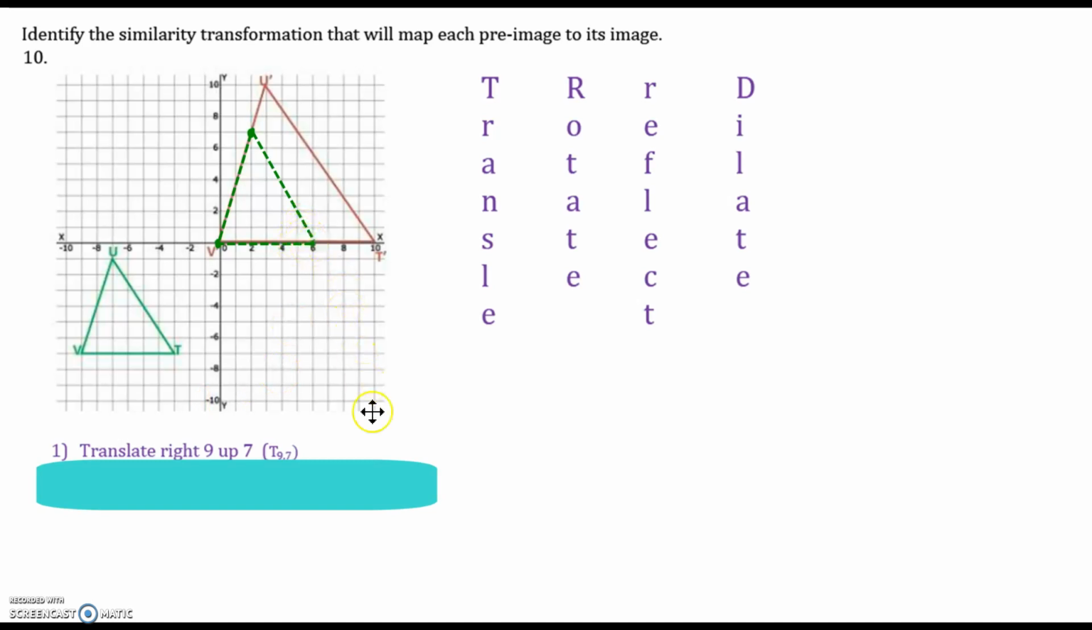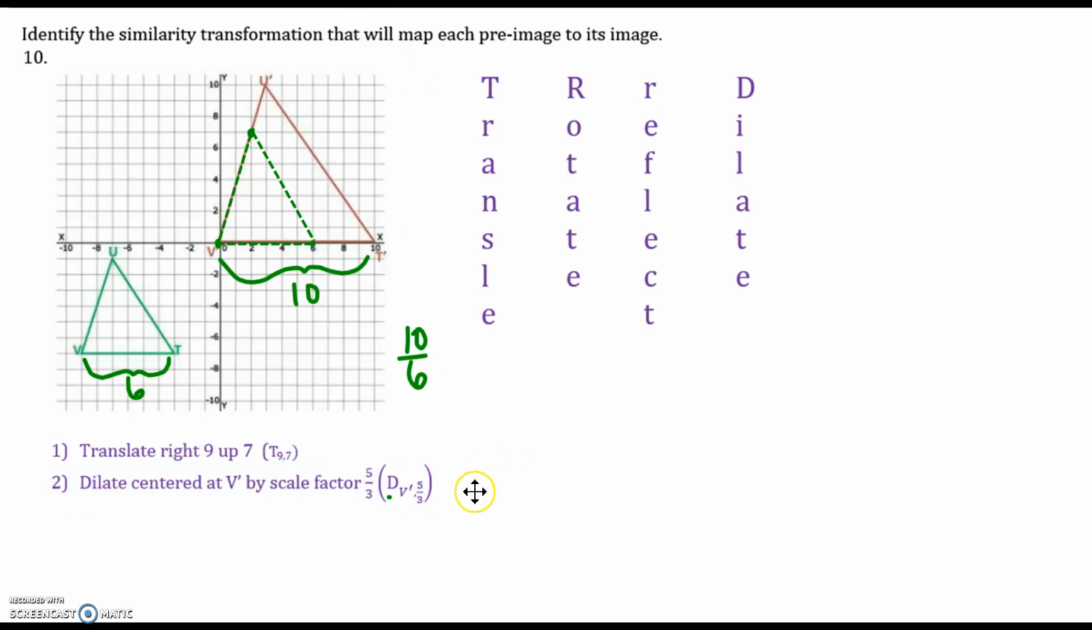And then I would have to just simply dilate it. I would use point V prime here as the center of dilation, and I would have to figure out how big to make it. So remember that when you do that, you take a length from the image, which would be like here, the 10, and put it over its corresponding length from the pre-image, which this one is 6. And then you would put them into a fraction, image over pre-image, and simplify it. 10 over 6 simplifies to 5/3. So this would be a dilation from V prime of 5/3. And you can use the notation or you can write it out in words. That's totally up to you.